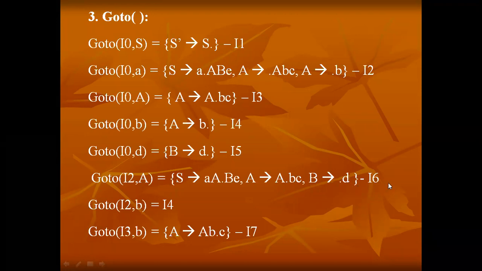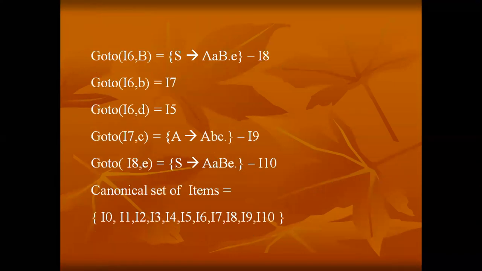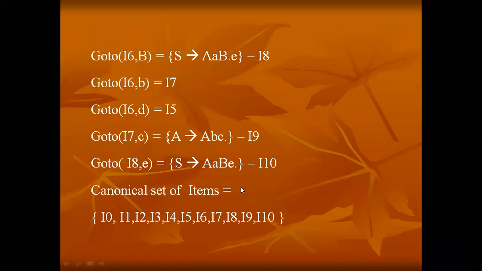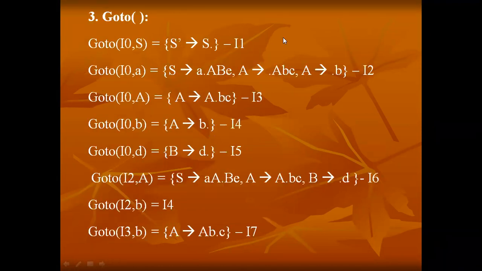Now check in I6. In I6 we are having dot B, and we are having dot D. That means we are having three different symbols here to be processed. So at first I am calling I6 with capital B, and before processing it is S tends to AA dot BE, then after processing it becomes B dot E, right? After dot it is in terminal, so directly the production is a new production. I am giving with a new number I8, right? And now in I6 I am having the another production rule B.